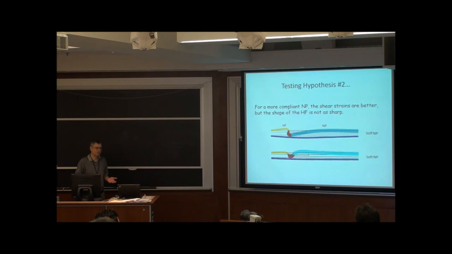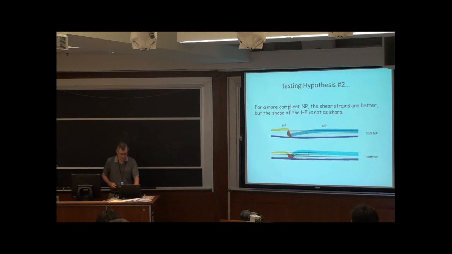And what we find is that the shear strains are much better than they were before, but the shape of the head fold, which we had here with the stiff neural plate, with the softer neural plate, is not the same. It becomes V-shaped, which is not normal. This is the normal shape. And the reason for that is because this blue layer, which is now softer, isn't strong enough to push this part underneath as much.